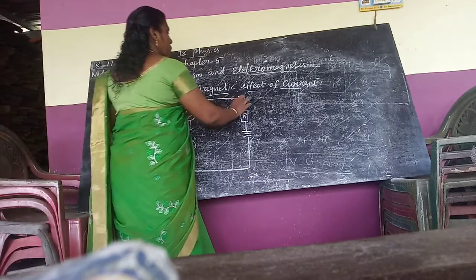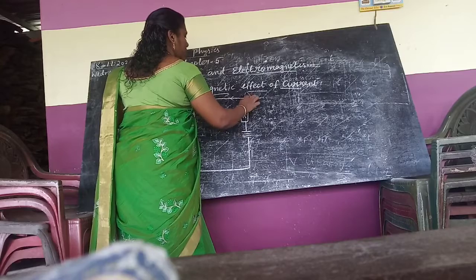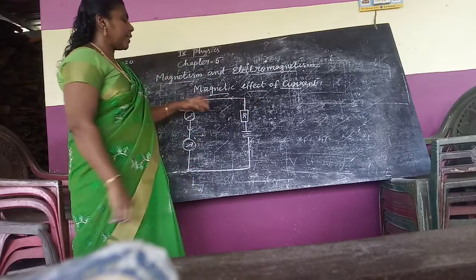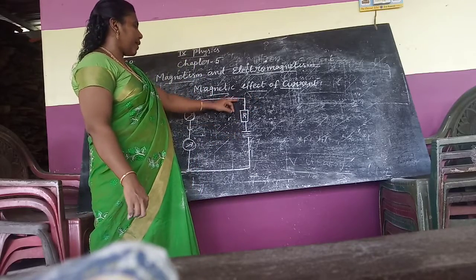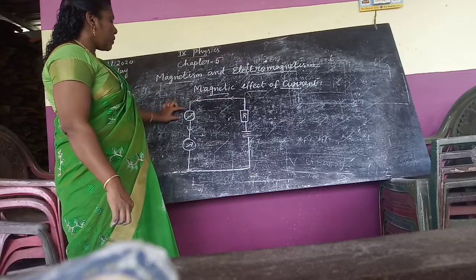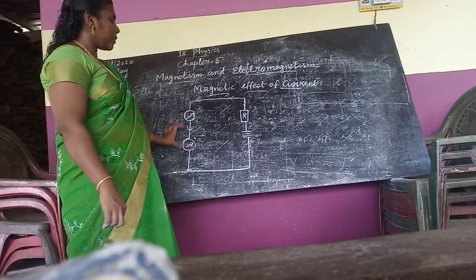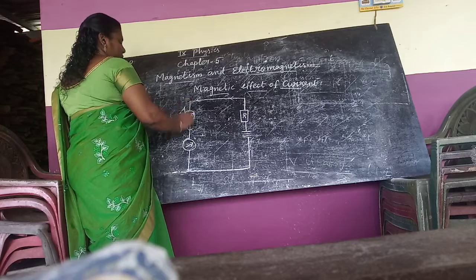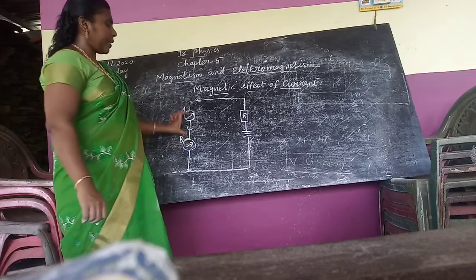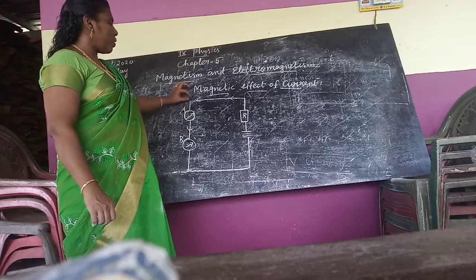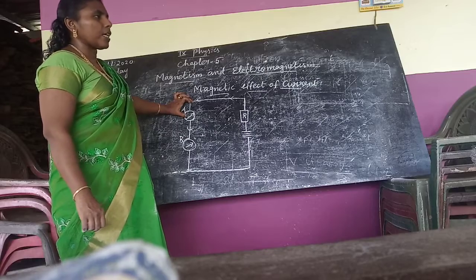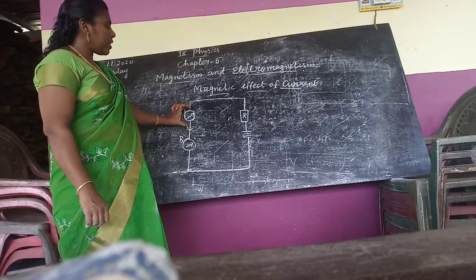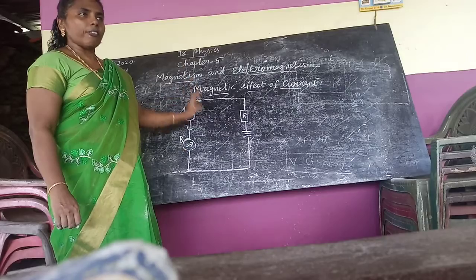Suppose the circuit is closed. Now the circuit is closed. What happens? The current passes from the battery through the conductor and falls on the magnetic compass. Two magnetic compasses, A and B, are attached. The current passes through this conductor, and the magnetic compass shows a deflection.